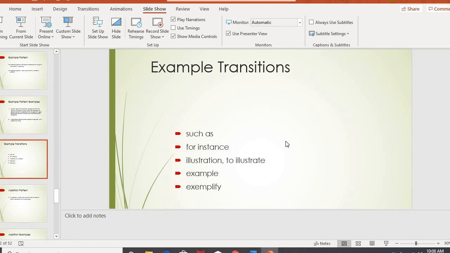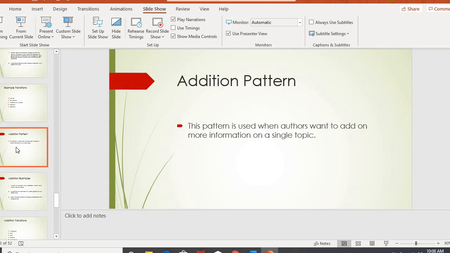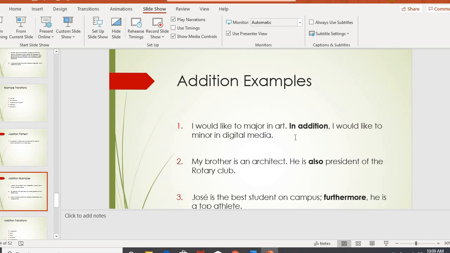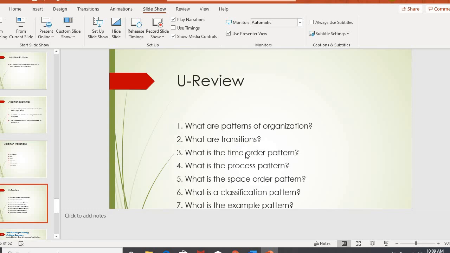And we talked a little bit about this in the vocabulary chapter also. Okay, winding up now. Addition, just what it sounds like, when the author wants to add more information. I would like to major in art. In addition, I want to minor in digital media. My brother is an architect. He is also president of the Rotary Club. Jose is the best student on campus. Furthermore, so when an author wants to add information, they might say things like in addition, also, furthermore, and to let you know that they are giving you extra information.